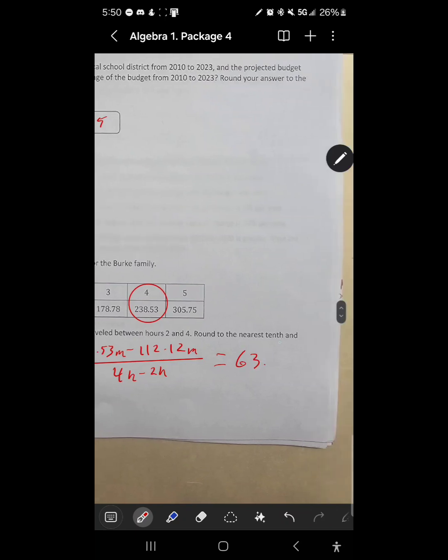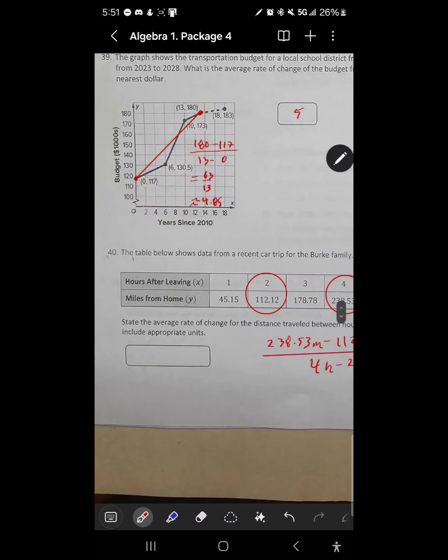63, and we say round to the nearest tenth, so it's 1 digit after the decimal. So it will be 63.2 miles per hour, or miles over hour, however you want to write it. Miles at the top, hour at the bottom. So this is 63.2 miles per hour. And remember, we're including the units because they said include appropriate units. So be careful with that.